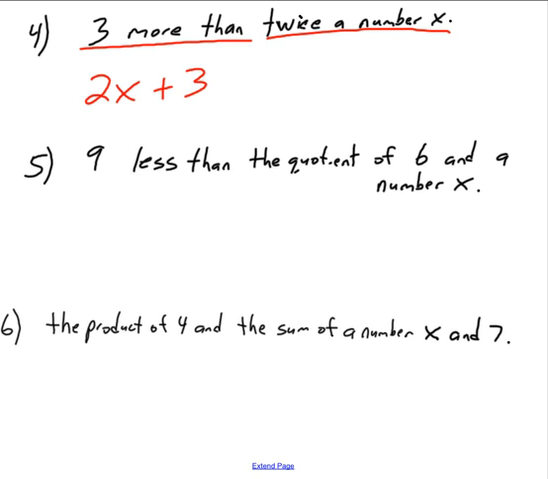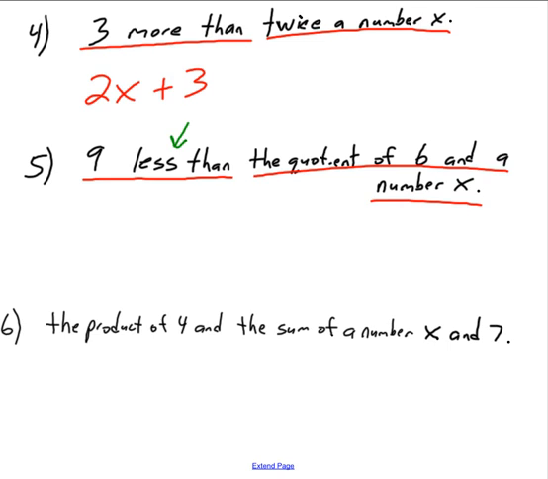For number 5, we have 9 less than the quotient of 6 and a number x. So that's kind of similar to 4, where we have 9 less than and the quotient of 6 and a number x. Now I have a slide coming up that talks more about this less than issue, so I'm going to skip this for now and then I'm going to come right back to it. So let's move on to number 6.